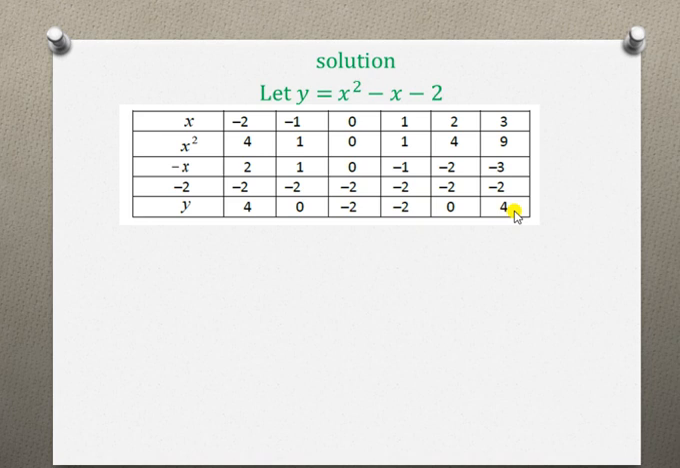Now, after this table is complete, we simply go and plot the values of x against the values of y. So in this case, we have negative 2 against 4. That is one of your points. In this case, we have negative 1 against 0, another point. 0 against negative 2, and so on and so forth.